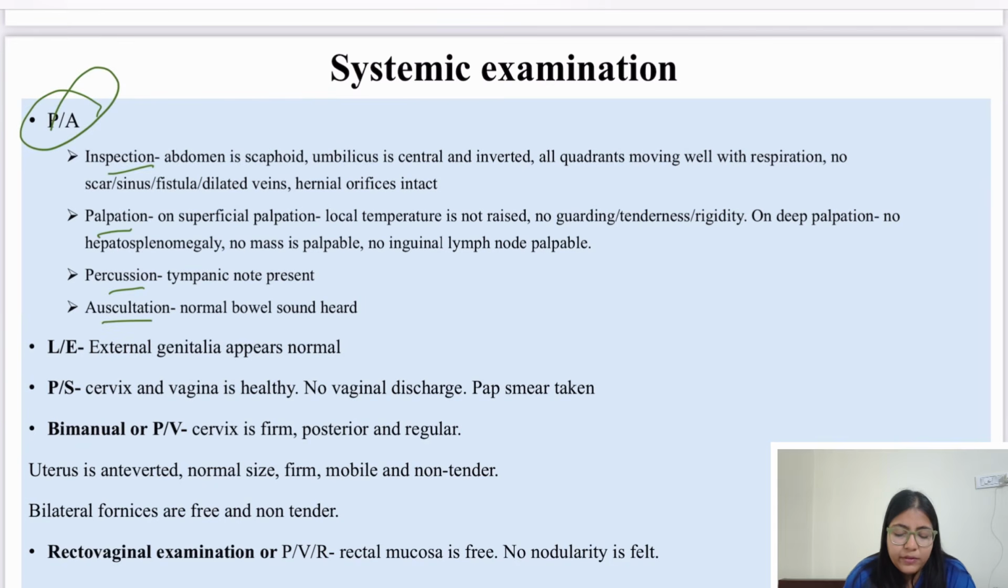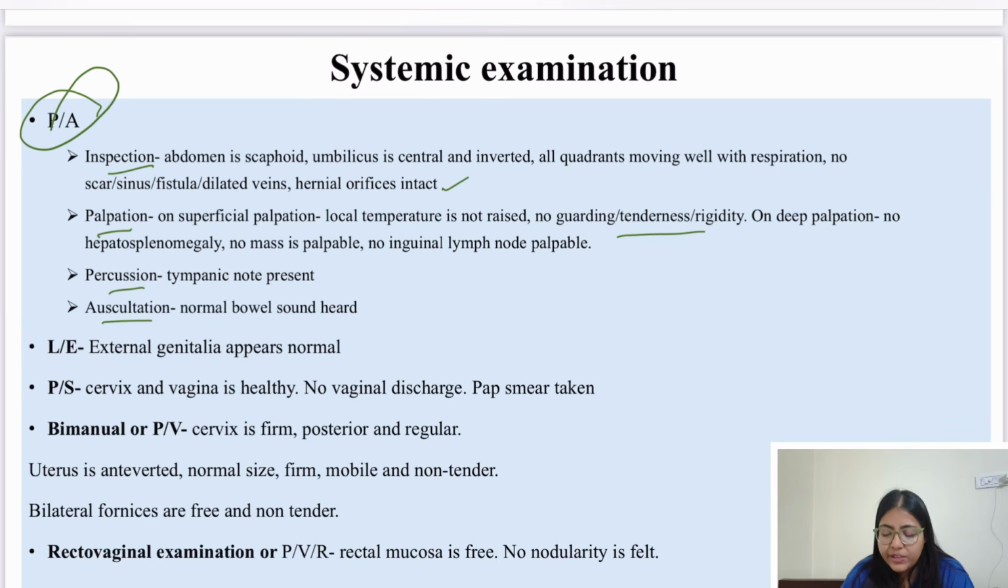Inspection: abdomen is scaphoid, umbilicus is central and inverted, all quadrants moving with respiration, no scar, sinus, fistula, hernial orifices are intact. On palpation, local temperature is not raised, no guarding, tenderness, rigidity. On deep palpation, no hepatosplenomegaly.